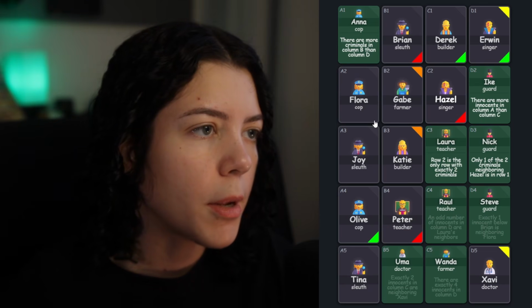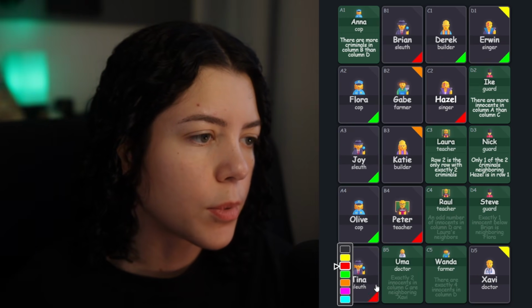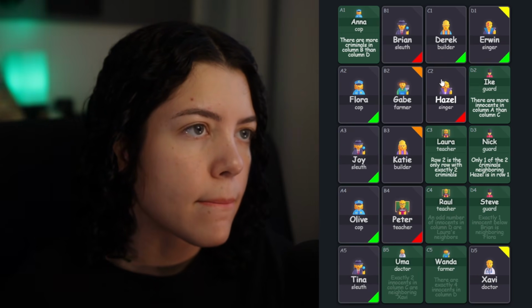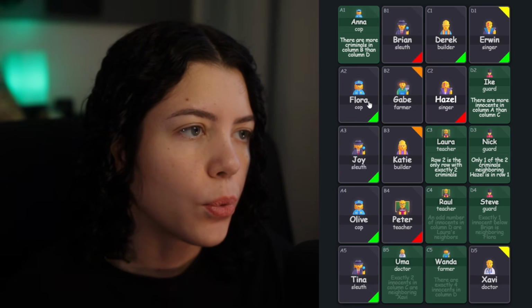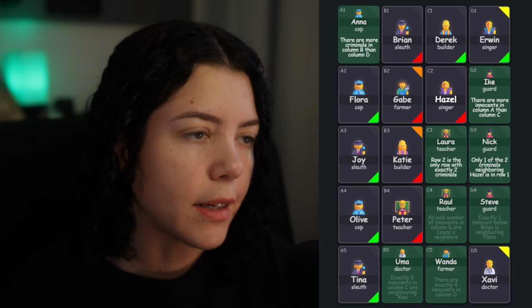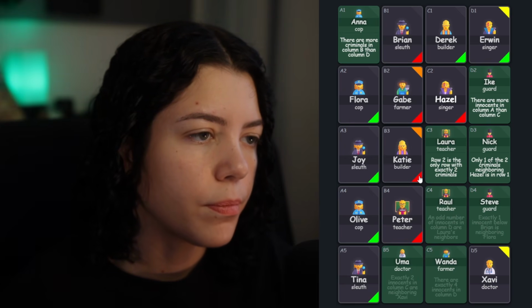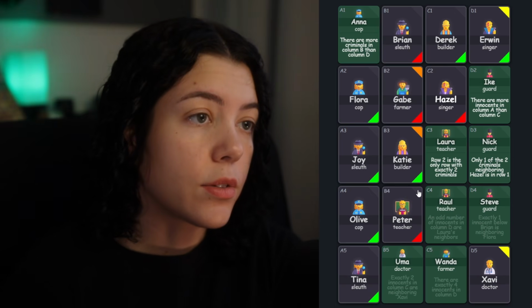Oh, everybody here actually would have to be innocent, right? Because there's one criminal only in column C, and column A would have to have less than that. So that will make Gabe a criminal. That solves the whole puzzle, technically. Oh, Katie's an innocent. Does that solve the whole puzzle?